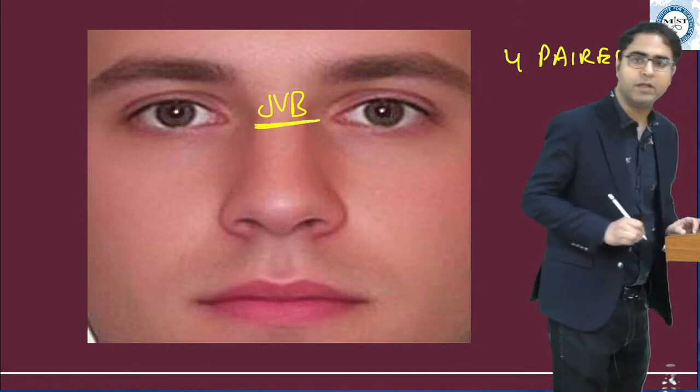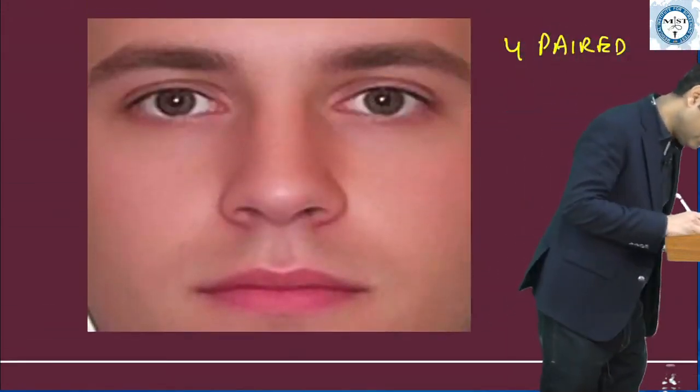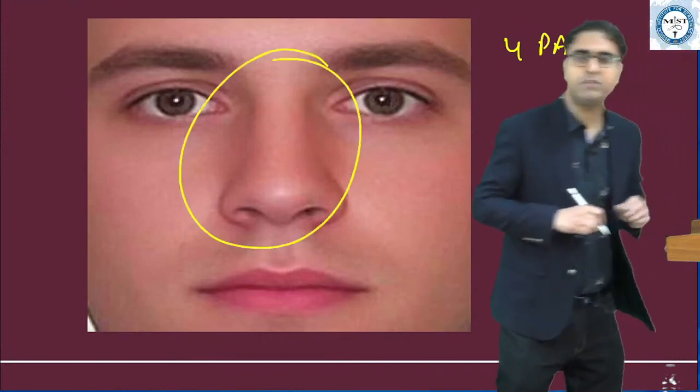Okay. Now, what are the 4 paired structures? Nasal bone. This area is nasal bone, beta. Look at this, beta. Guys, this is what you have to really understand. This is external nose, beta. Everybody, this is your external nose.